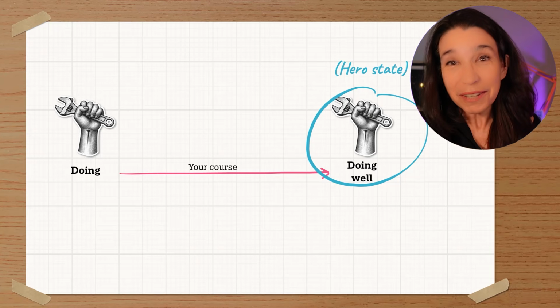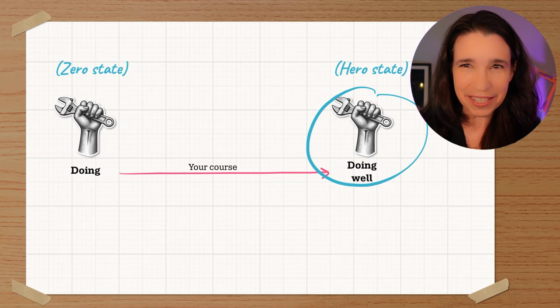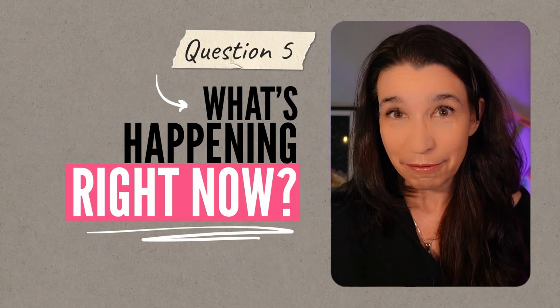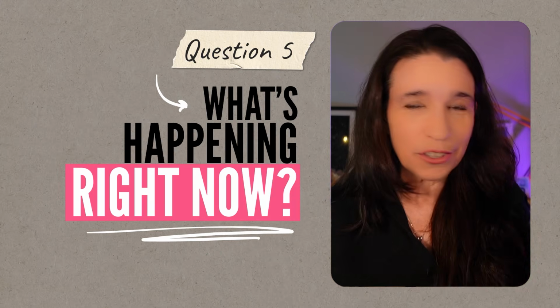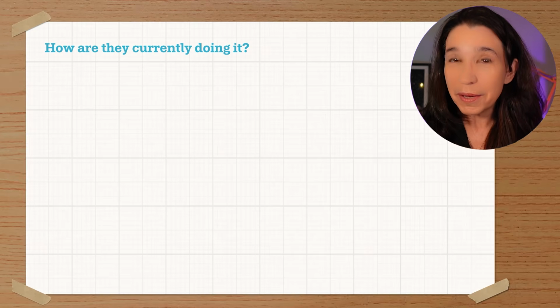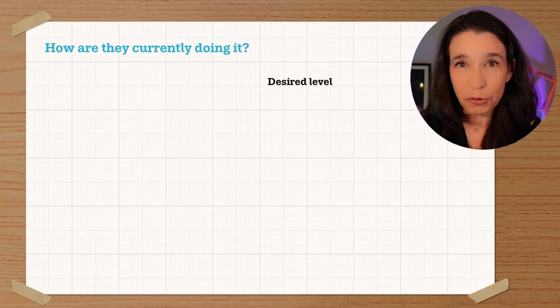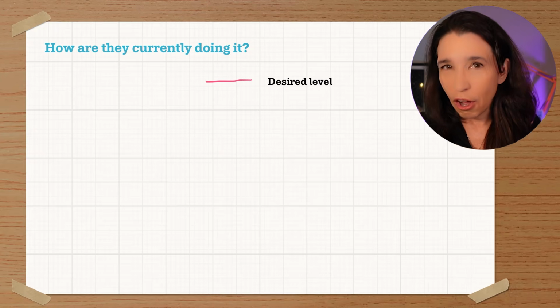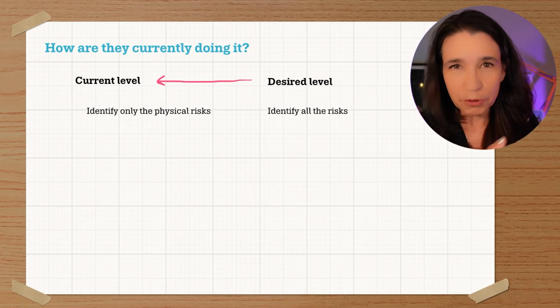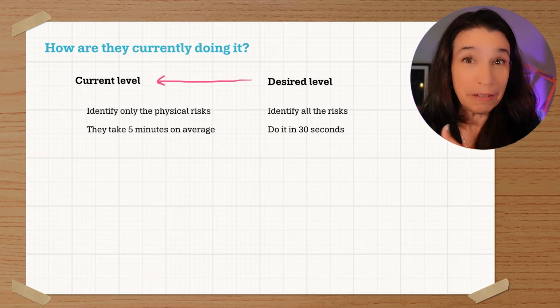And now that we have the hero state, we can now find the zero state. So question 5 is, what's happening right now with respect to this behavior? Are they not doing it at all or not enough, or what's the current situation? This will often be a mirror of your desired performance, your hero state. You want them to identify all the risks, but right now they're only identifying the physical risks. You want them to do it in 30 seconds. Right now they're taking 5 minutes.